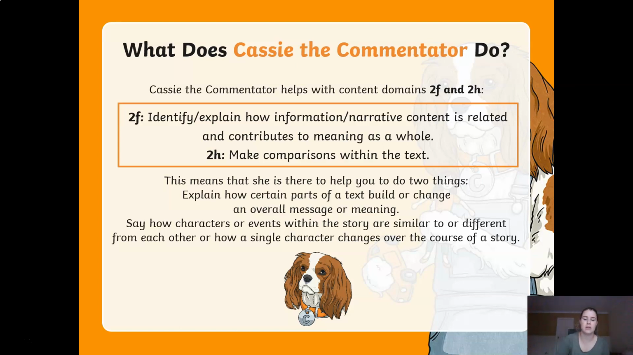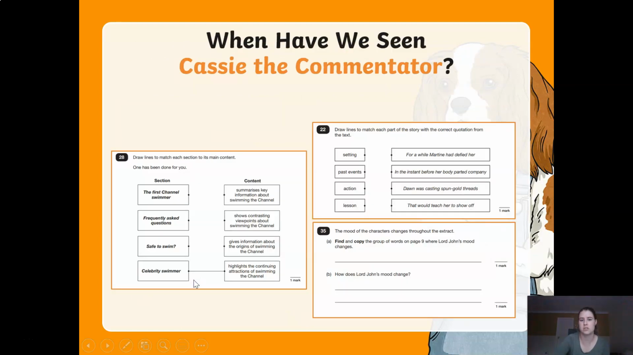So let's go through and have a look at some of the different type of questions that we might find. Now, one of the more simple ones that we've probably seen before is where you have to draw lines to match each section to its main content. This will tend to be when you have a text set out in subheadings, and each one is clearly defined in terms of what the information is that's going to appear in each one. So here we had the subtitles for the story, and then the idea of, well, what's that information about for each paragraph.